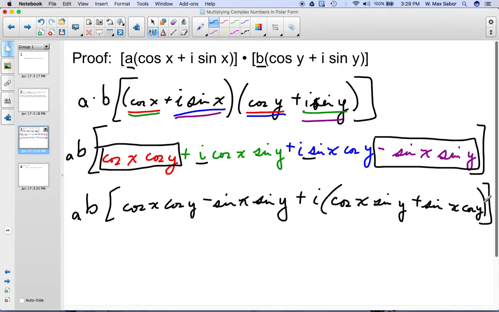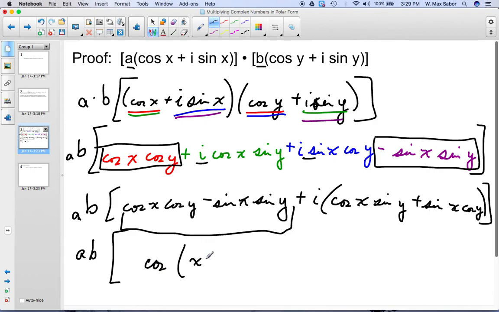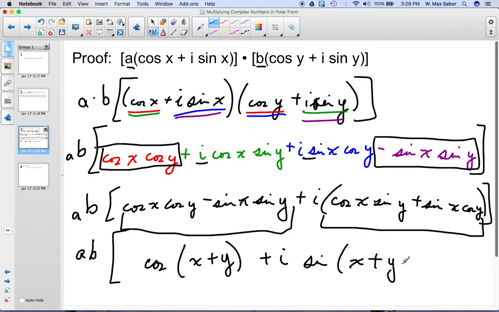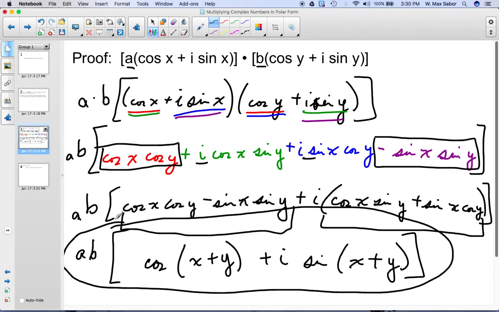Now, if you remember back to Unit 5, these were some of our formulas. These were our angle sum formulas for sine and cosine. So this is ab. This whole thing, if you look on your reference sheet, is cosine of x plus y. And if you look on your reference sheet, this whole thing is sine of x plus y. Therefore, we can add the angles and multiply the magnitudes.